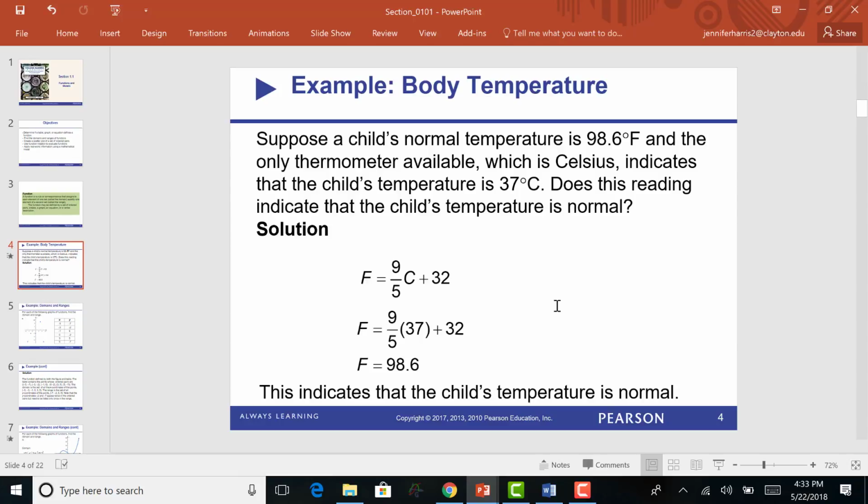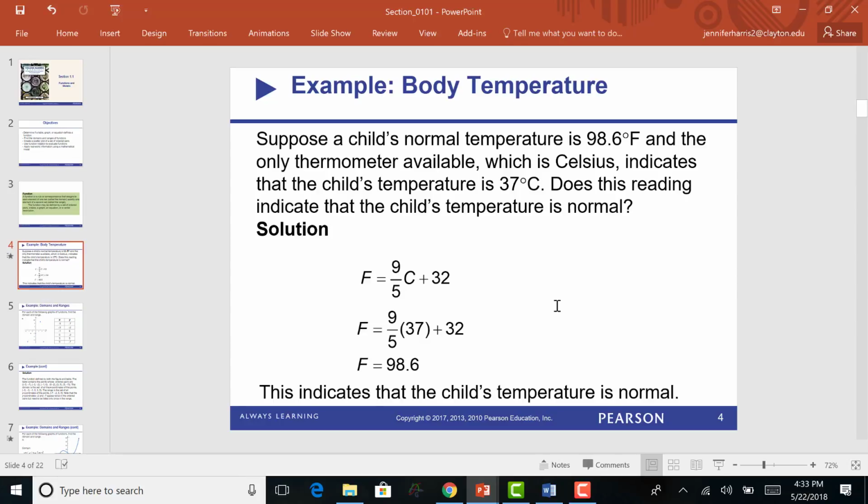Alrighty, so with that said, let's talk about some real life. When would we use some of this information? Again, we're talking about plugging in and what output that we get out. This is an example of a formula for changing from Celsius to Fahrenheit. In the United States, what do we use for temperature? Fahrenheit. But if you're in other countries, they don't use Fahrenheit, they use Celsius.